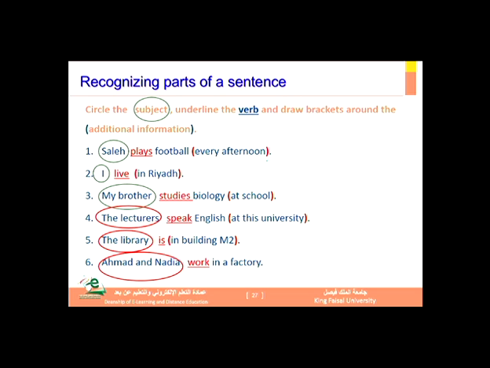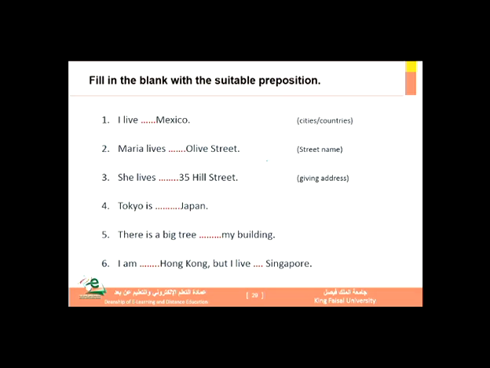Then where do they work? Give me more information. Give me additional information. It is that they work in a factory. So we place in a factory into brackets to indicate that it is additional information. Now, if we go back to the article, we will notice the use of some prepositions. One particular preposition that keeps repeating in this article is in, on, and at.